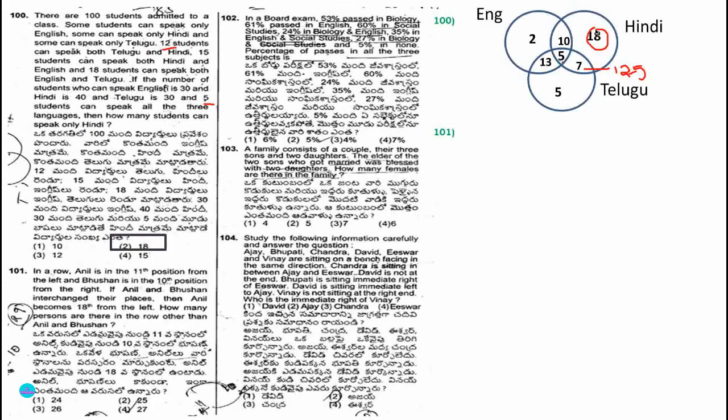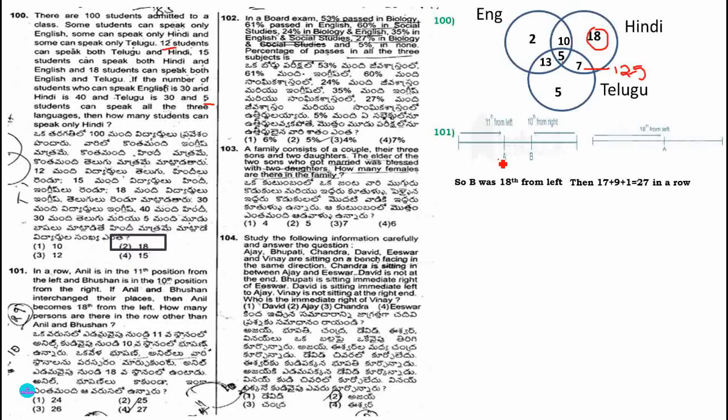Now next, 101. In a row, Anil is in 11th position from the left and Bhushan is 10th position from the right. If Anil and Bhushan interchange their places, now what is happening? They are interchanging. That is, in Anil's place Bhushan is coming, in Bhushan's place Anil is coming. If interchanged, then Anil becomes 18th from the left. So where Bhushan was standing, now Anil is standing. So he is 18th from the left.